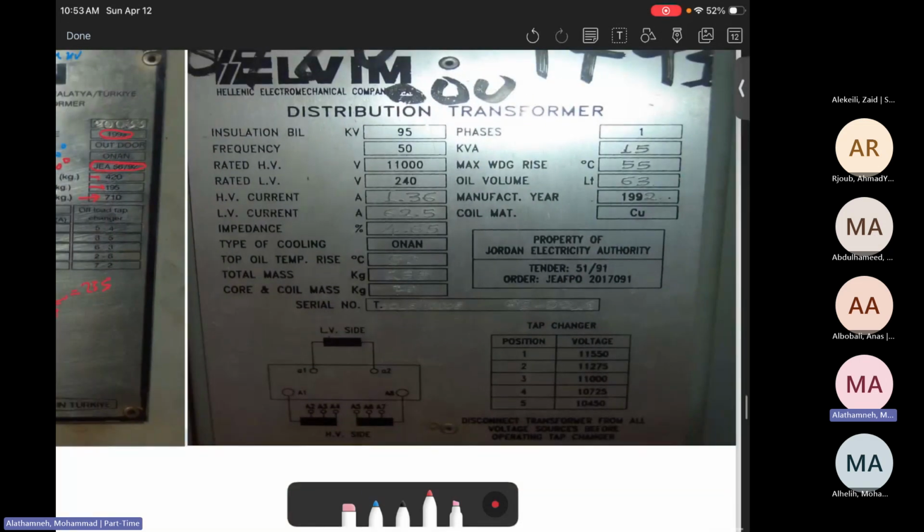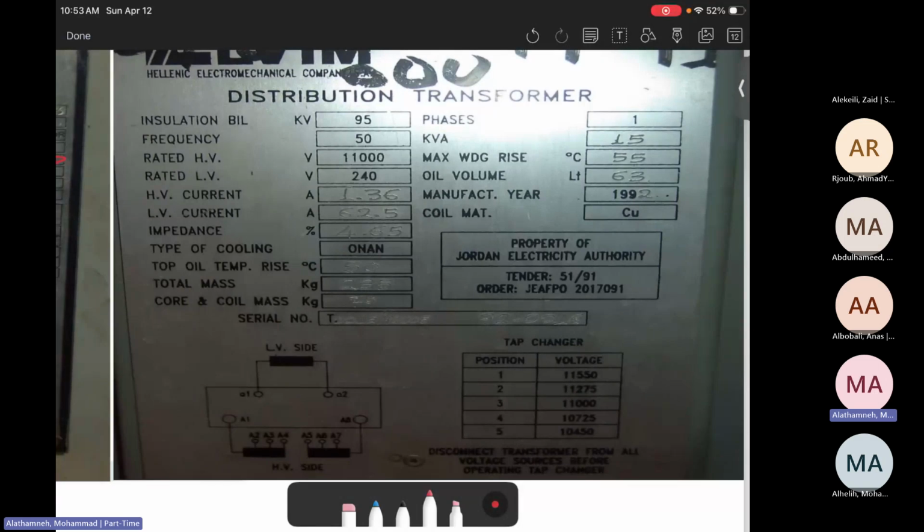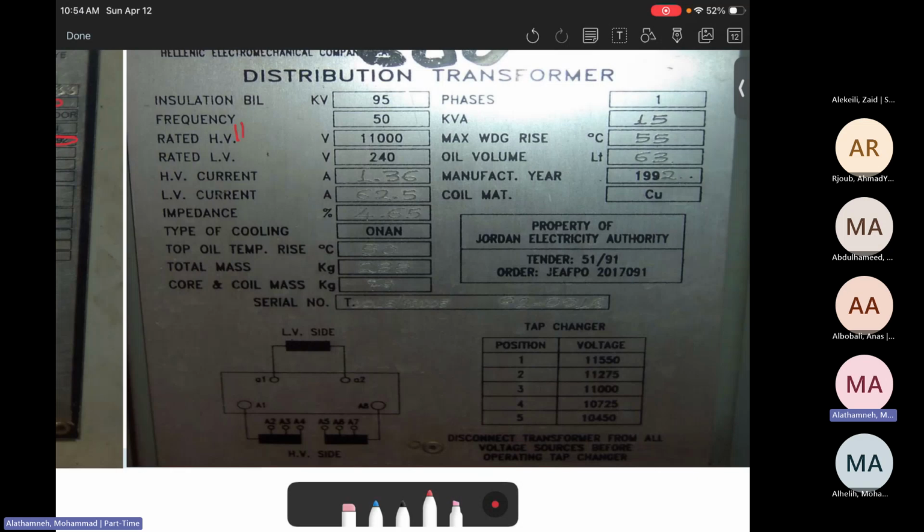Here is another nameplate, and this is still used in distribution transformers as well. You will see that the frequency is 50 hertz. This one is used to convert 11 kilovolts to 230 volts. This is another distribution transformer, and this is the cooling method, which is ON. And there's a tap changer, but this is a single phase transformer. It's very rare in Jordan, but we have some.